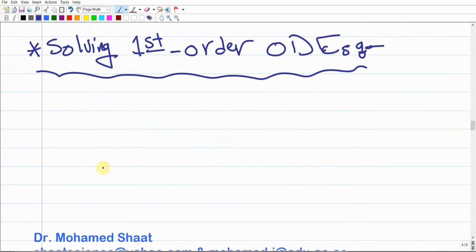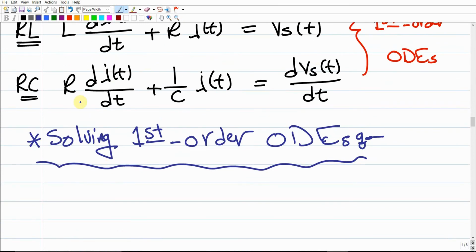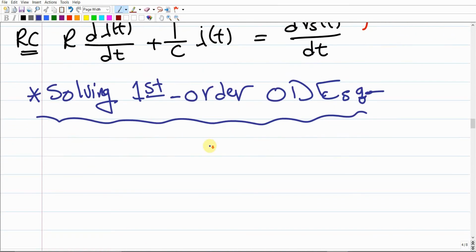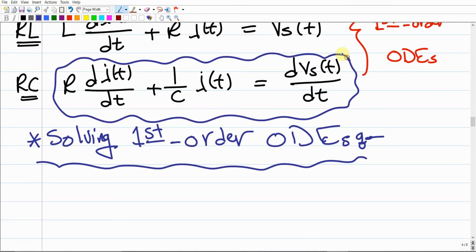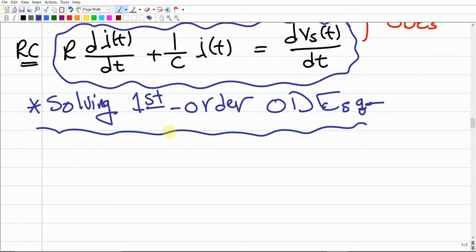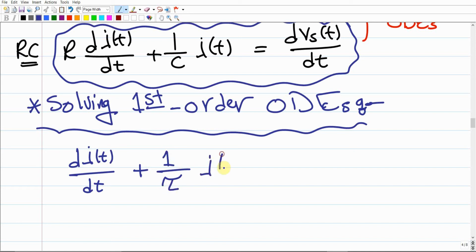So that's why let us discuss here how we can solve the first order ODE, and let us assume that the unknown is the current for this case. So this general form, this general equation, this is the one that we're gonna consider. We can rewrite this equation into another form. Generally, here we are talking about mathematics. Like I can write this one as di of t by dt plus I of t over tau equals f of t.